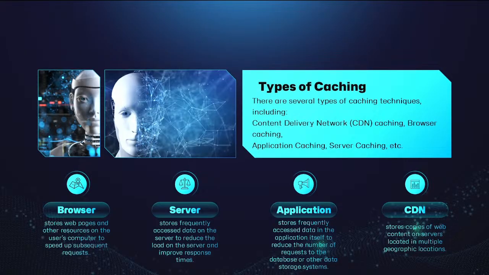We also move on. We have application caching. Application caching stores frequently accessed data in the application itself to reduce the number of requests to the database or other data storage systems. So application caching basically stores frequently accessed data in the application itself.